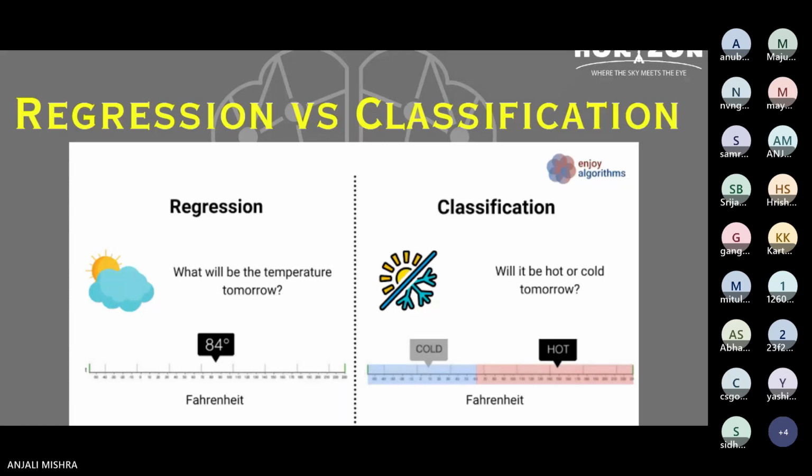Or another example could be you can just give a picture to an ML algorithm and ask it if that picture is of a cat or a dog, and it will classify it as cat or dog. So these are the two major tasks that an ML algorithm does.